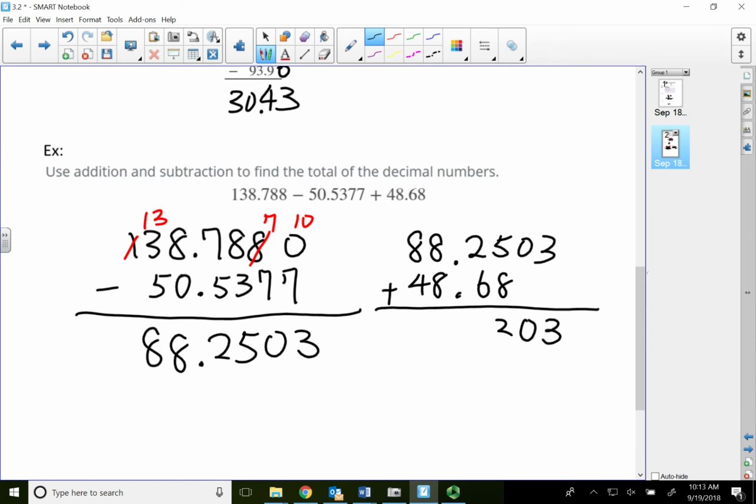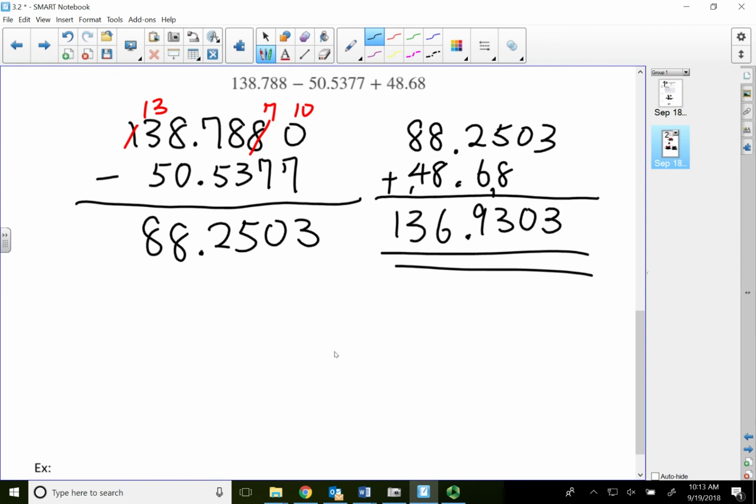5 plus 8 is 13, carry 1. 8 plus 1 is 9. The decimal is here. 8 plus 8 is 16. 8 plus 5 is 13. So my final answer is 136.9303.